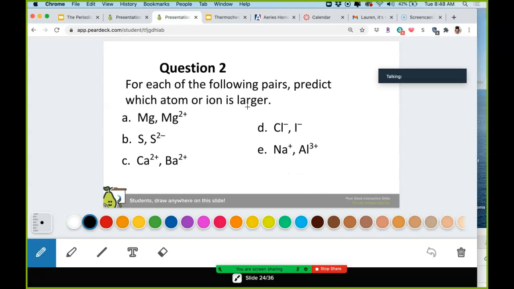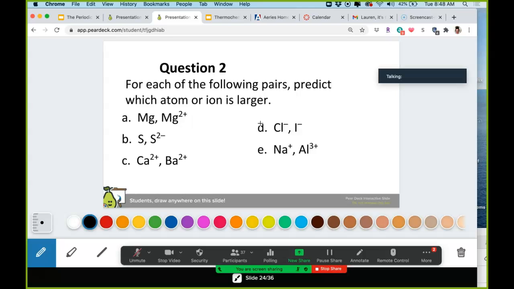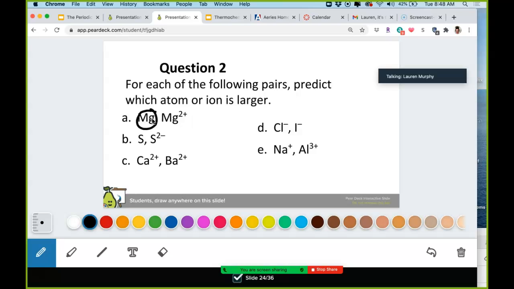So we're trying to pick which one, the atom or the ion, is larger. If you notice A and B, these are two of the same elements, okay? So there's a parent atom and then an ion of the parent atom. This guy is larger because it hasn't lost 2 electrons.